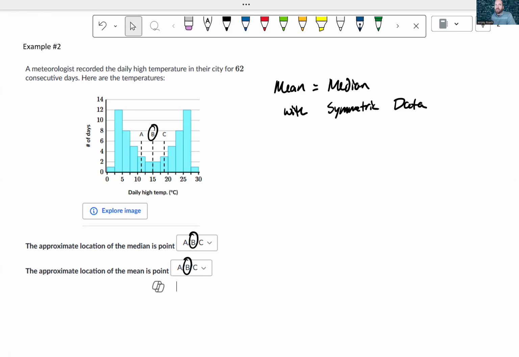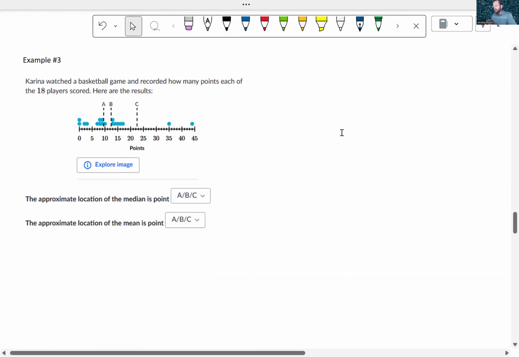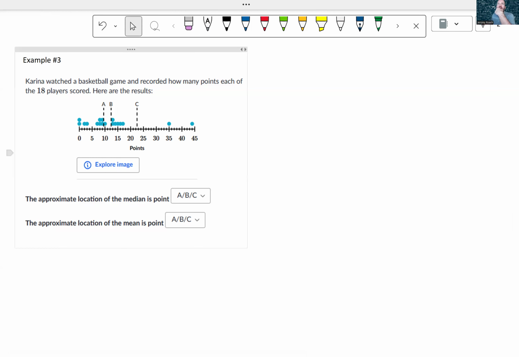That one's a little bit easier. Let's look at one more of these with a dot plot. It says Karina watched a basketball game and recorded how many points each of the 18 players scored. Here are the results. And we want to find the approximate location of the median and the approximate location of the mean.